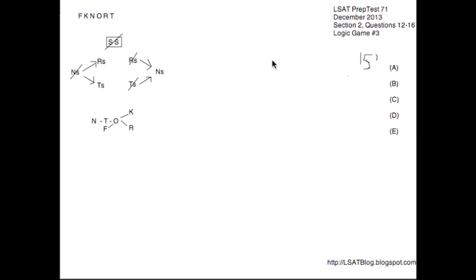Next, number 15, if neither of the last 2 books discussed is summarized, what could be true? So of course, the last 2 books we have are K and R. And if neither of them is summarized, that means that not RS is activated, so N will be S, N will be summarized. Then we can simply run through the choices.